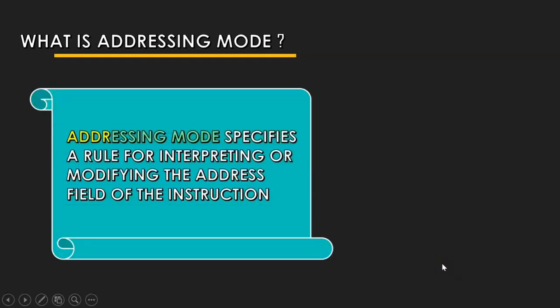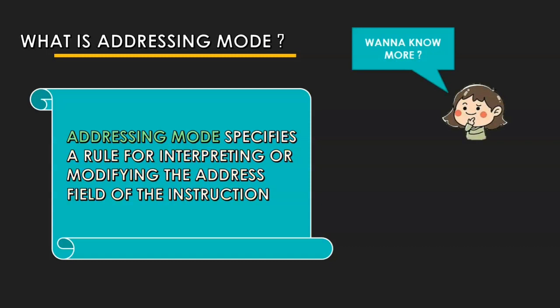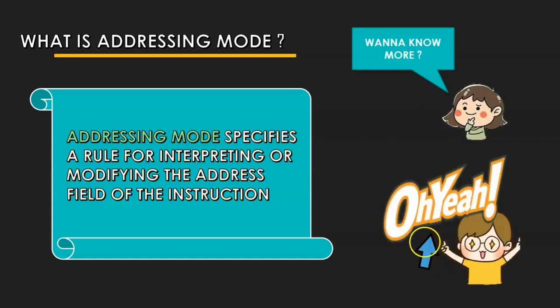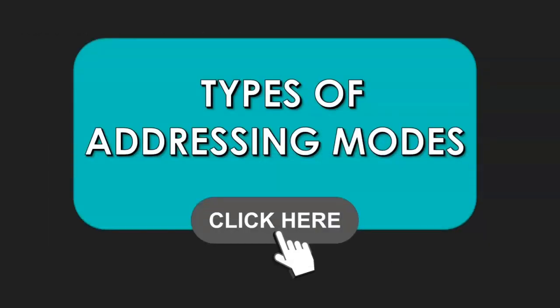Addressing mode specifies a rule for interpreting or modifying the address field of the instruction. Excited to know more? Let's see the types of addressing modes.